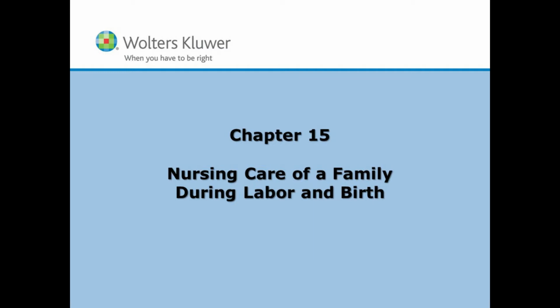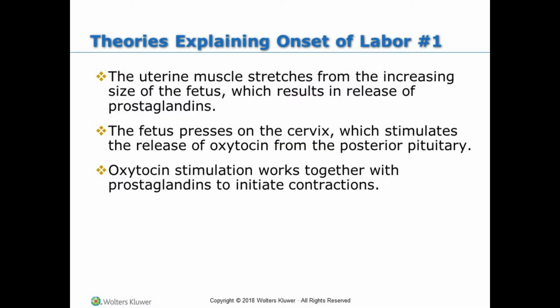Nursing care of a family during labor and birth. Theories explaining onset of labor. The uterine muscle stretches from the increasing size of the fetus, which results in release of prostaglandins. The fetus presses on the cervix, which stimulates the release of oxytocin from the posterior pituitary. Oxytocin stimulation works together with prostaglandins to initiate contractions.